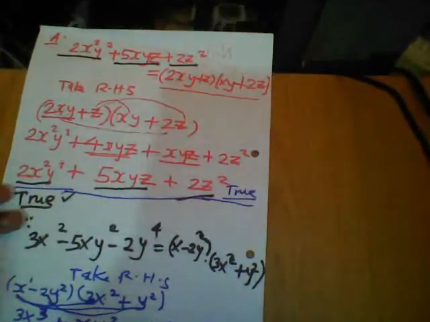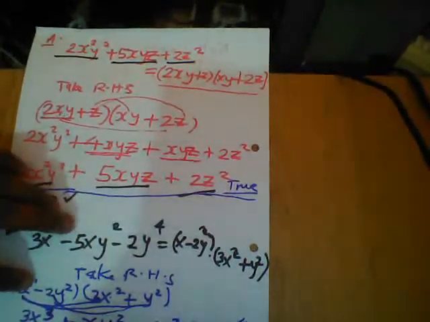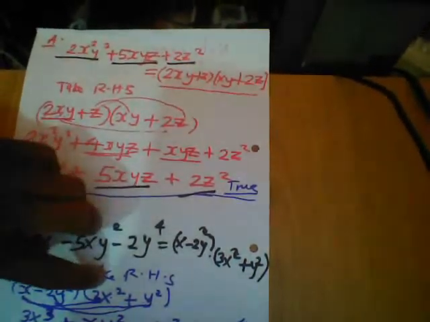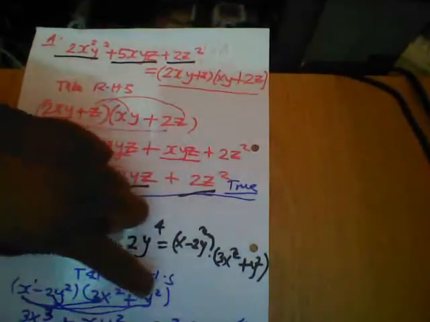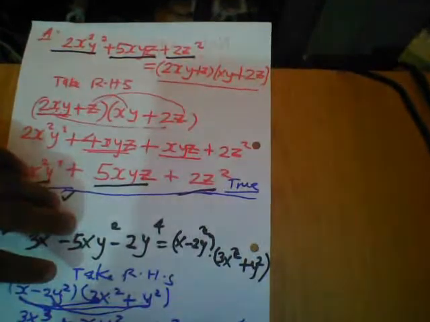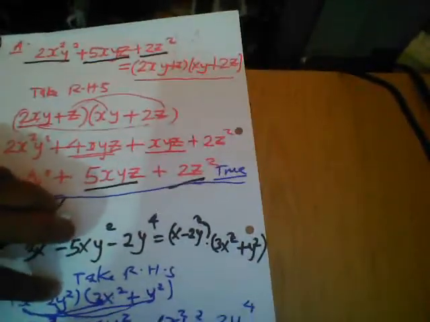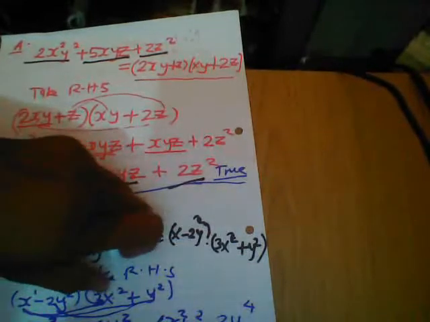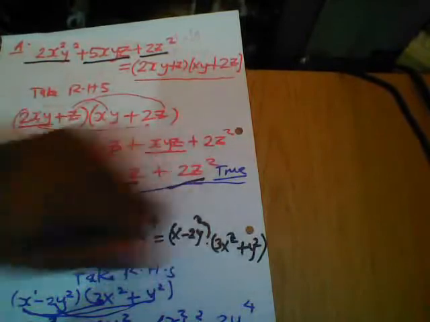Why do we say it's not true? We have seen when you multiply x power 1 by 3x squared, we got 3x cubed. Now x times y squared is xy squared. Now this negative 2y times 3x squared, we get negative 6y x squared. And the last one is negative 2y to the power 3.